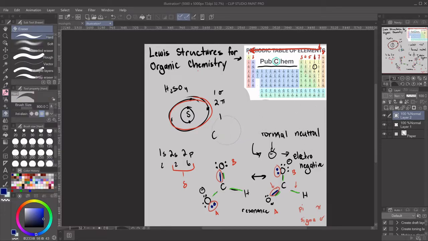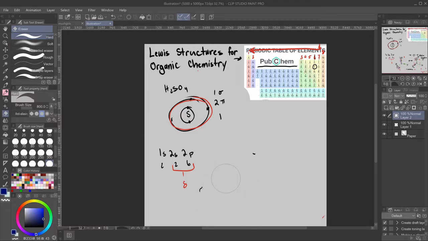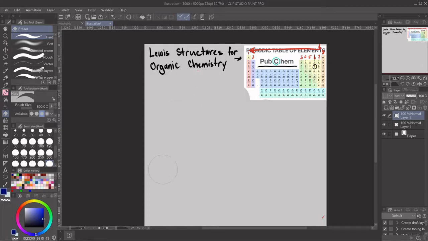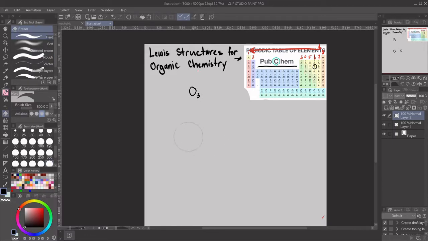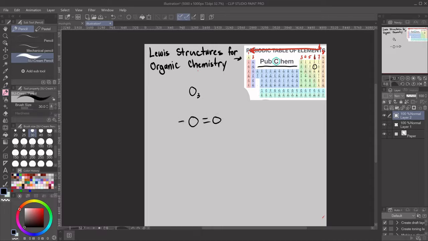So let's look at some more examples of this. I'll erase this. And again, resonance is a hard topic to understand, so it's okay if it doesn't make complete sense yet. Let's do a very, very simple resonance. Let's do ozone. Ozone is O3, and it's kind of like our poster child for resonance. If you talked about resonance, you probably talked about O3.